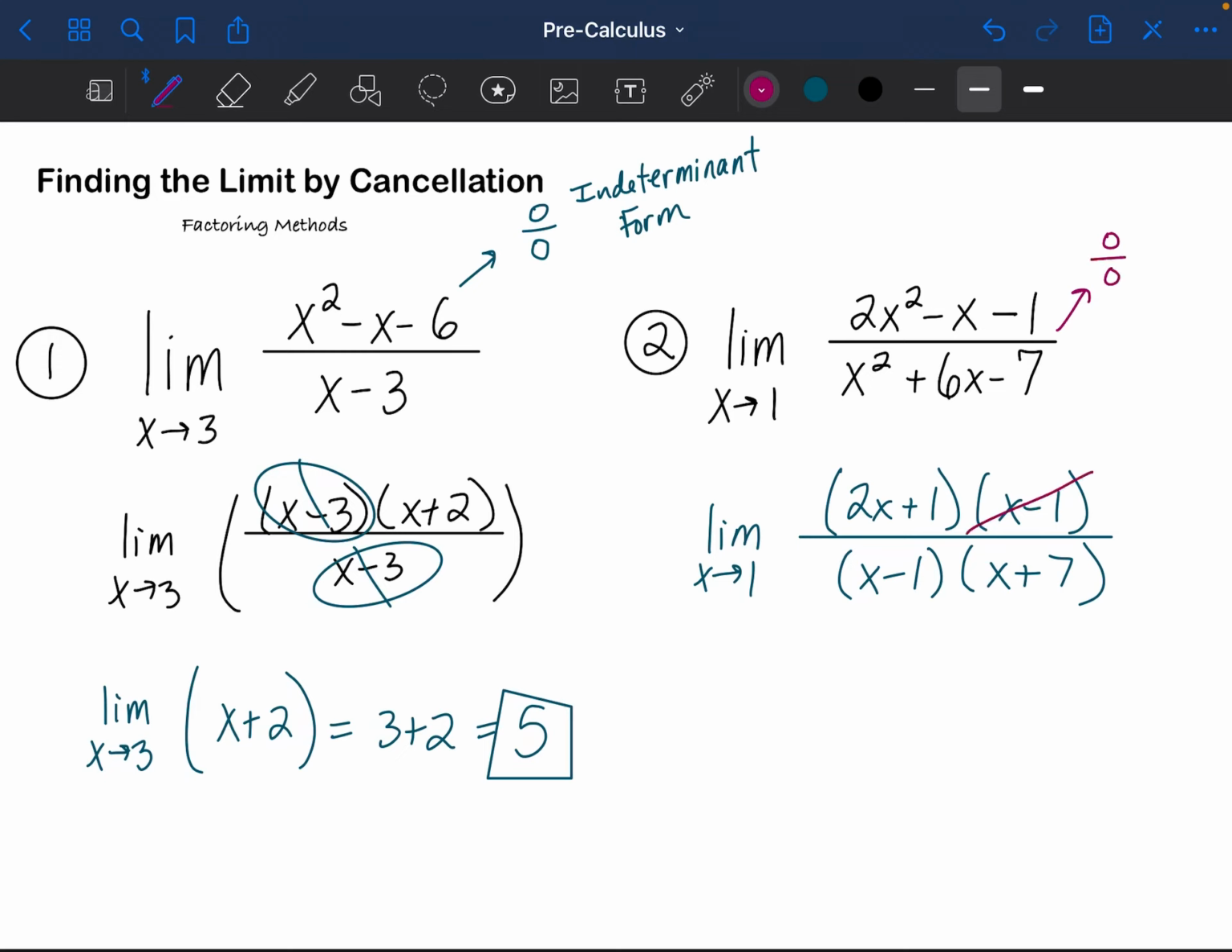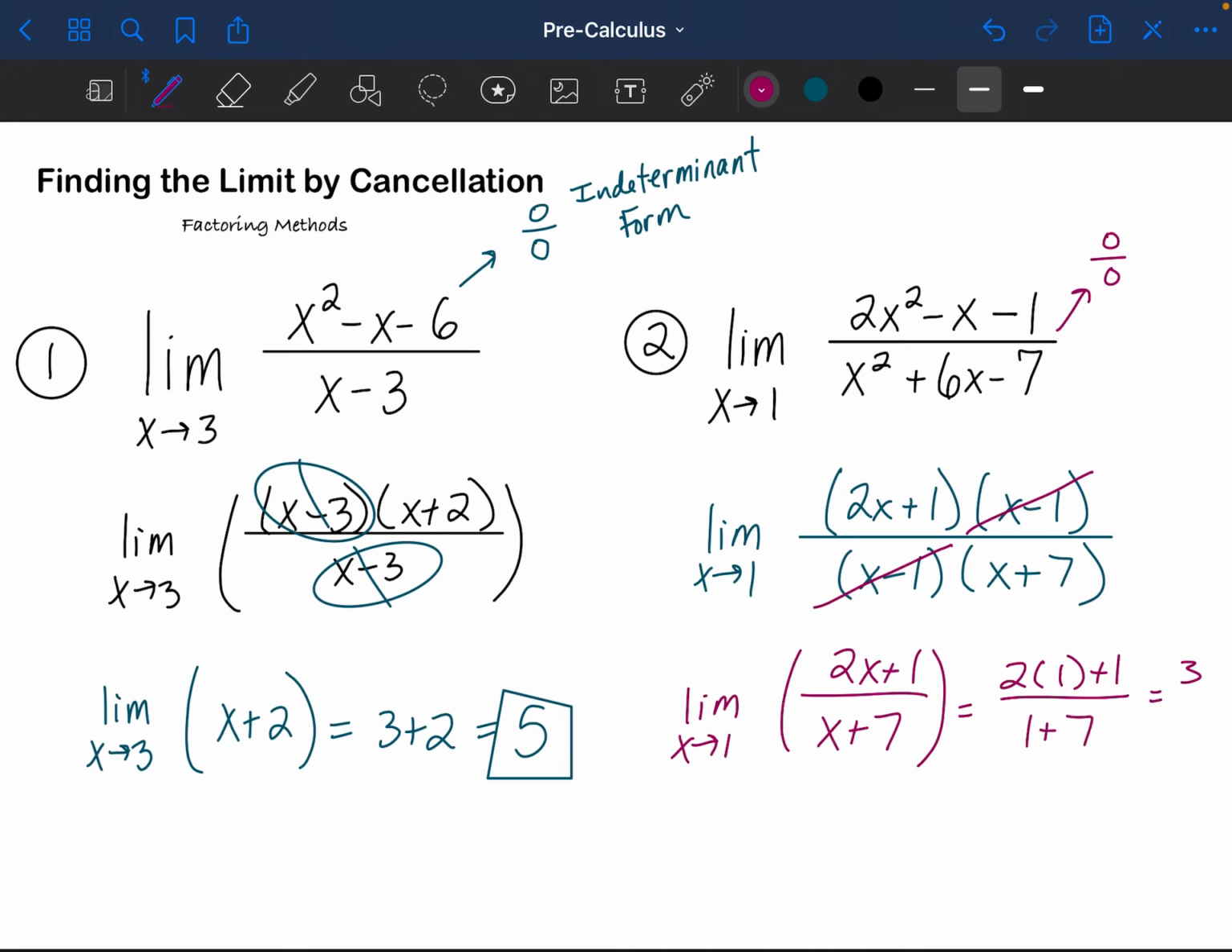All right, we can remove those x minus 1s now. We no longer have a problem. So the limit as x approaches 1 of 2x plus 1 over x plus 7. Now we can just plug in 1, no problem. 2 times 1 plus 1 equals 3, over 1 plus 7 equals 8. And we have our limit.